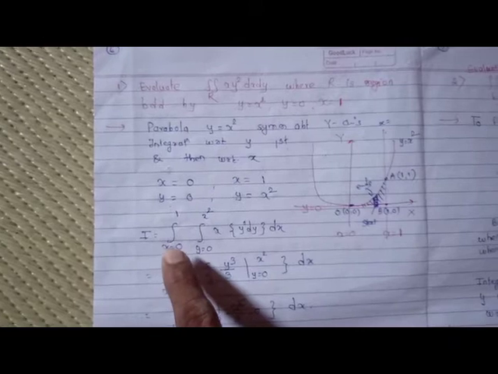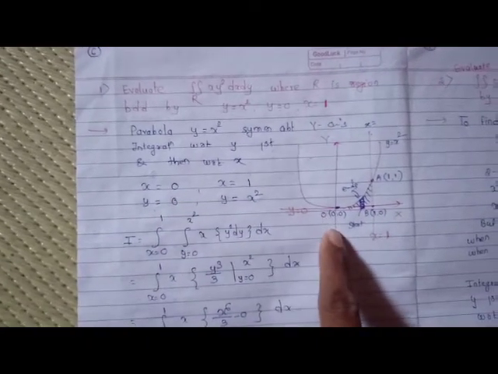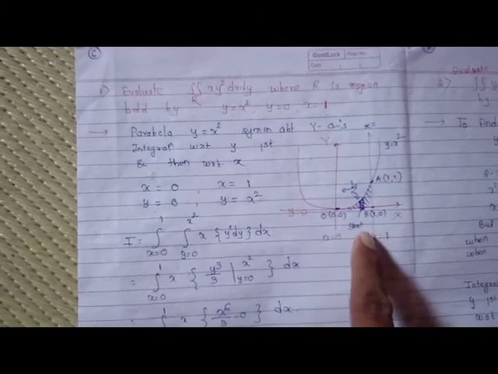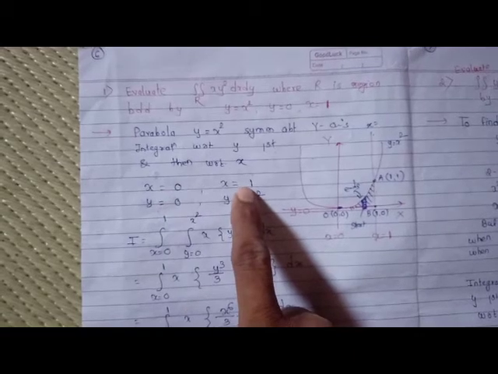So outer limits are limits of x. Therefore they are the minimum and maximum value of x. Minimum value of x is 0 for the area. Maximum value of x is 1. So x equal to 0 to x equal to 1. These are the limits of x.